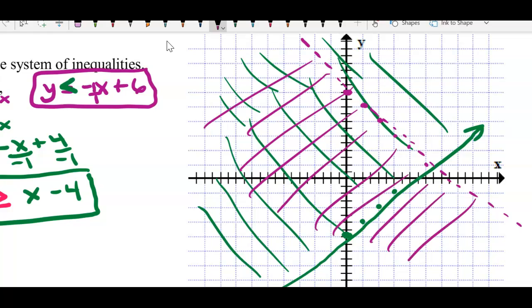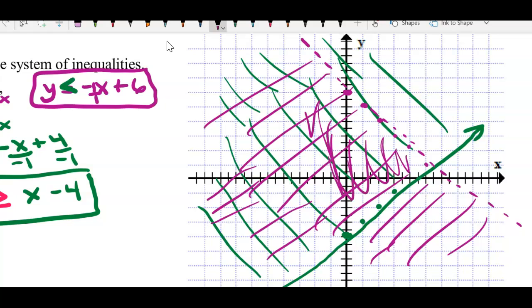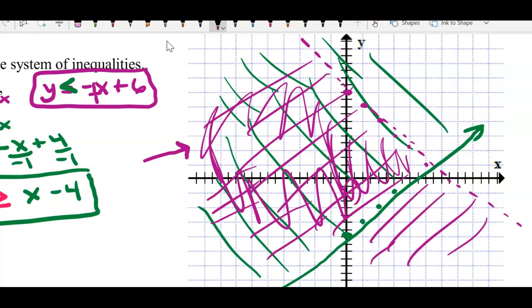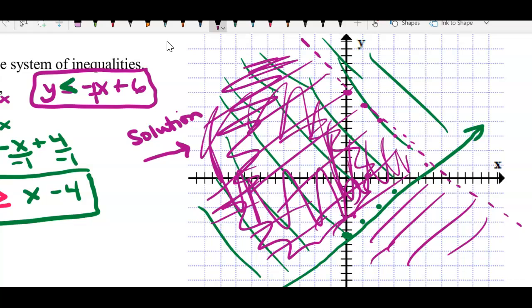Okay, but remember that this part in here where I have them crossing, this is my solution. So make sure on the test you shade this part in darker or something, so that it's really clear. You can even write me a note and say the solution is this part. Okay, so make sure it's really clear where that overlap is.